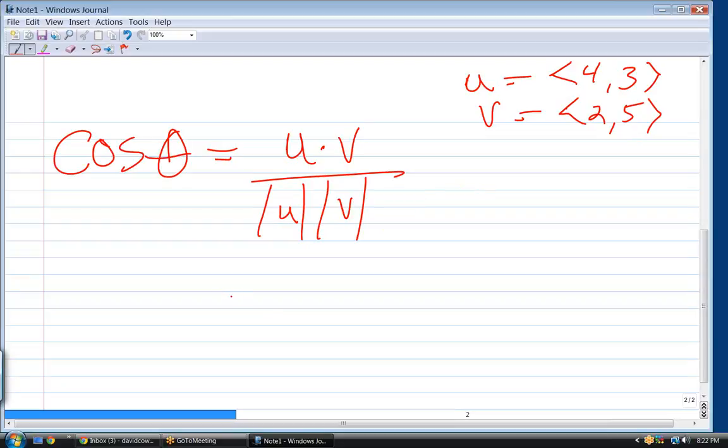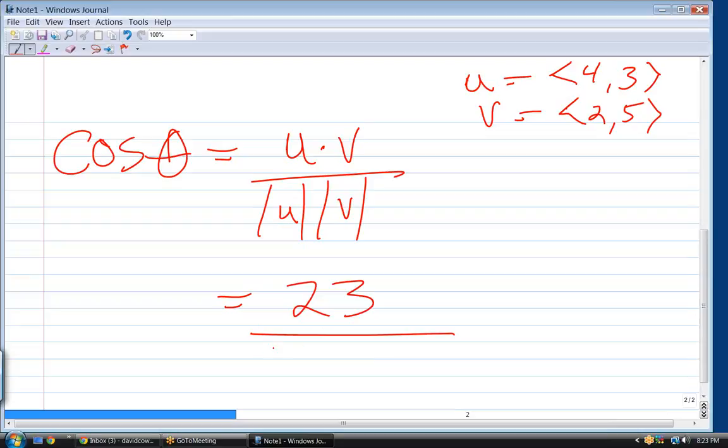So, what is the dot product? What is U dot V? How do we do the dot product again? Multiply each component and add. In other words, 4 times 2 plus 3 times 5. Okay, so that's 8 plus 15. Oh, you got it. Okay.